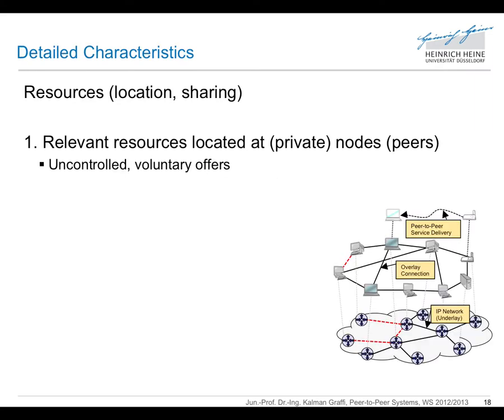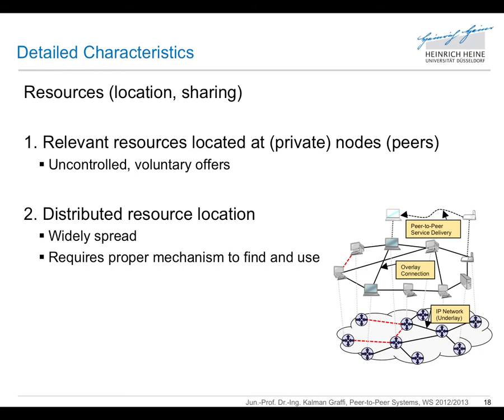And what are the characteristics now of peer-to-peer? First of all, the relevant resources, both documents and the storage, bandwidth and node capacities, are located at privately operated nodes. And they provide these resources uncontrolled, so you cannot force them to do so. It's voluntary, and that sometimes creates problems. It's a challenge and not easy to handle, because people who do not want to provide resources, you cannot force them. So you just get what you get, and you have to live with it.